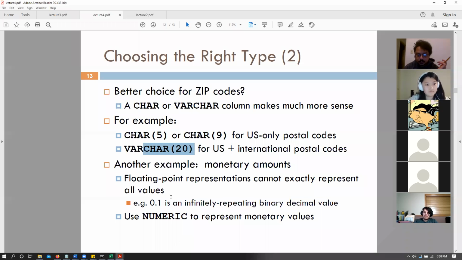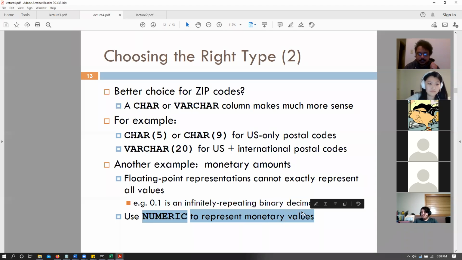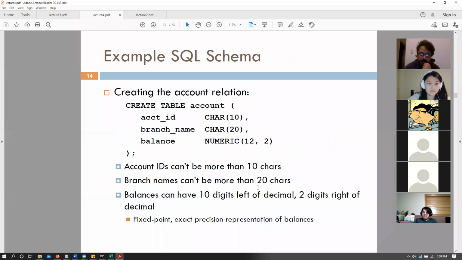Okay, so floating point representations actually represent all values approximately. So 0.1 is 0.11111, infinitely repeating numbers. Numeric is used for saving monetary values, mainly.